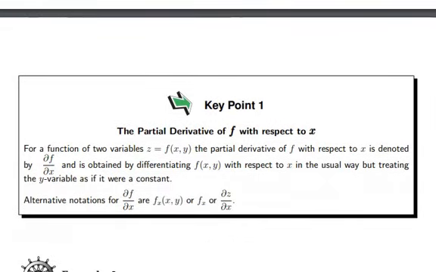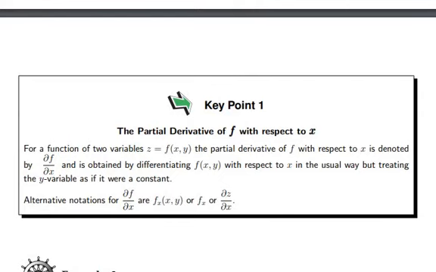Now we come to the main point, the partial derivative of f with respect to x. For a function of two variables, I already discussed that f is a function of two variables x and y. The partial derivative of f with respect to x is denoted by del f by del x. It is obtained by differentiating f of x, y with respect to x in the usual way, but treating the y variables as if they are constant.